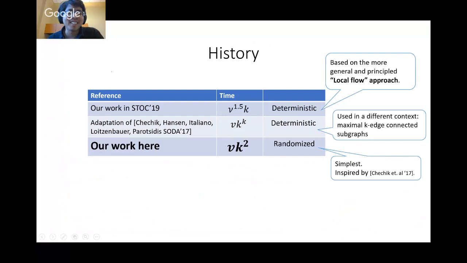So the story is that we first showed how to get the result in our STOC paper, and then we tried to see more applications of our work. It turns out that the work by Chechik et al. can get better dependency on nu, and inspired by this, we get nu K square. But you see that this nu K square algorithm is so simple.